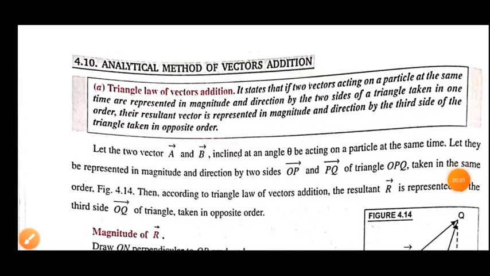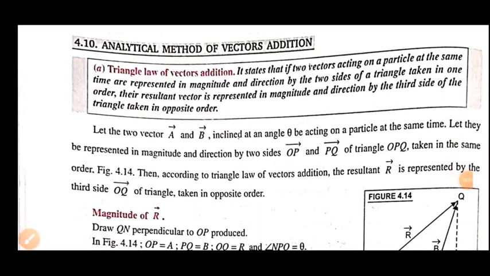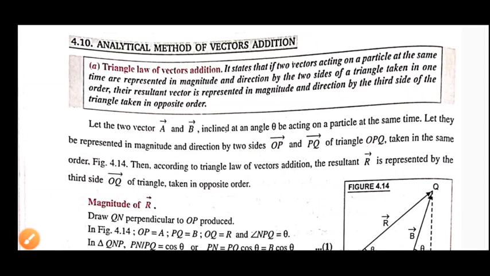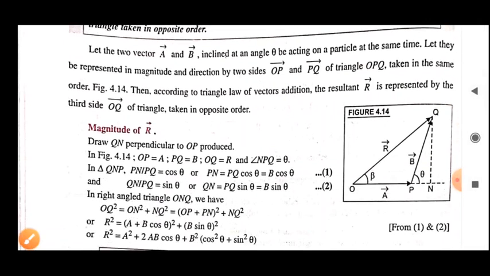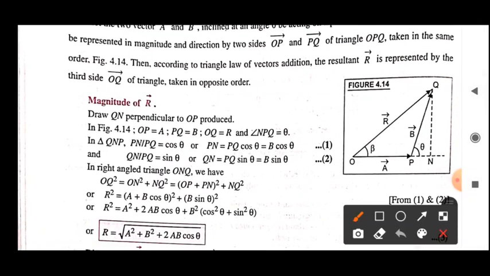Now the next one, let's see analytical methods of vector addition. Just now we have seen the graphical methods, now let's see how we can represent it by the analytical method. So here, the triangle law of vector addition, let's start with this one. For the triangle law of vector addition, we know that if we have two sides as the vectors, then the third one represents the resultant.